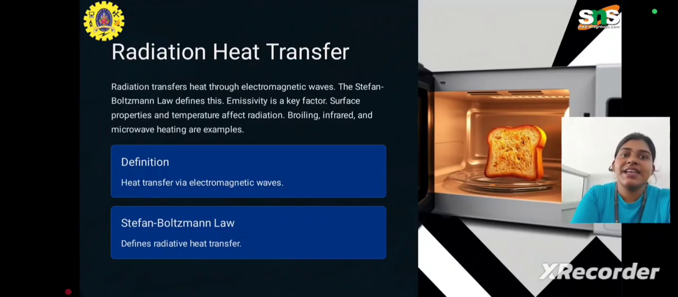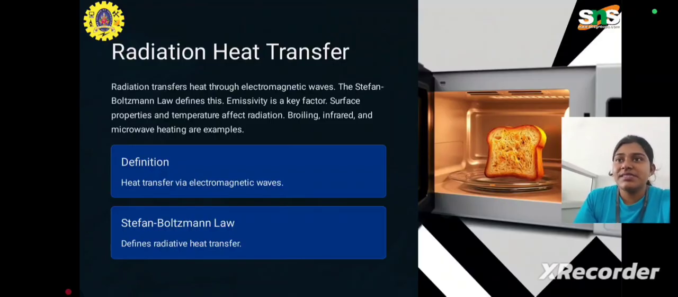Next is the radiation heat transfer. Here, radiation transfers heat through electromagnetic waves without requiring a medium, allowing heat to move through a vacuum or air. The Stefan-Boltzmann law mathematically defines the power radiated from a black body in terms of its temperature, highlighting the importance of temperature to the fourth power in radiant heat transfer.